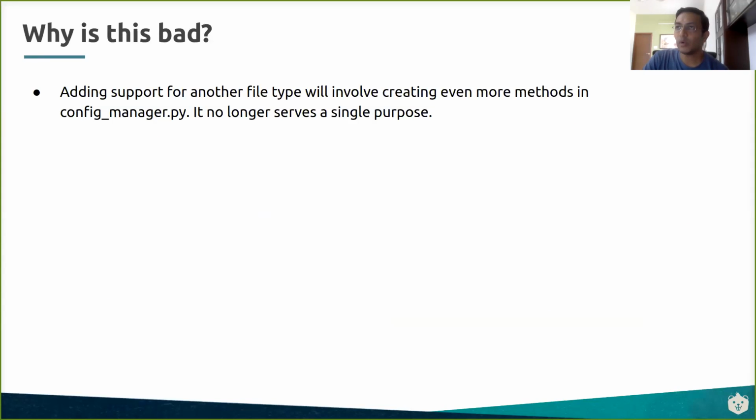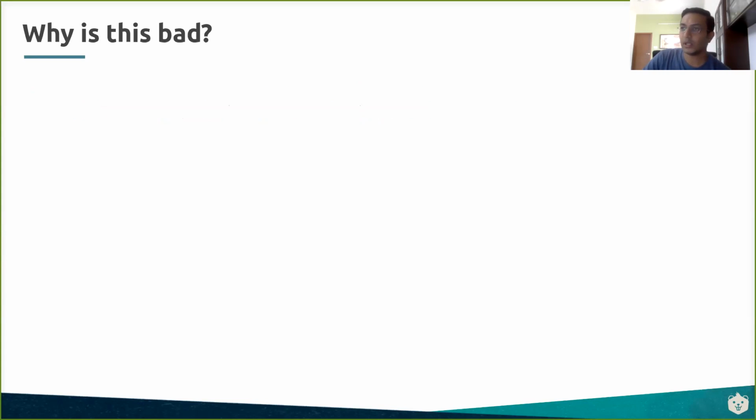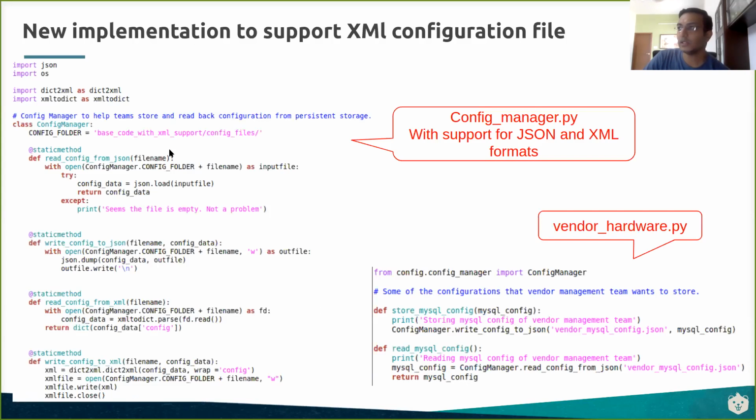So adding support for even more types. Say right now we've done JSON, XML. Say a future requirement comes in, say CSV files or some database and whatever, right? In that case, this particular class that we have, this config manager class, will start growing.